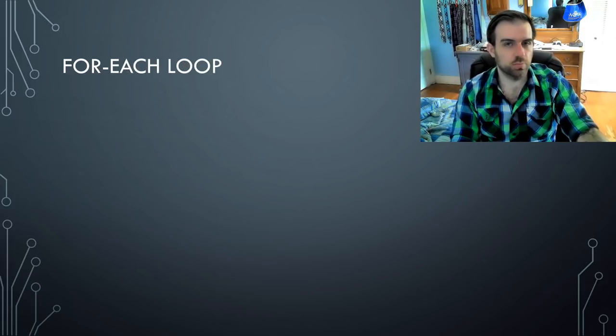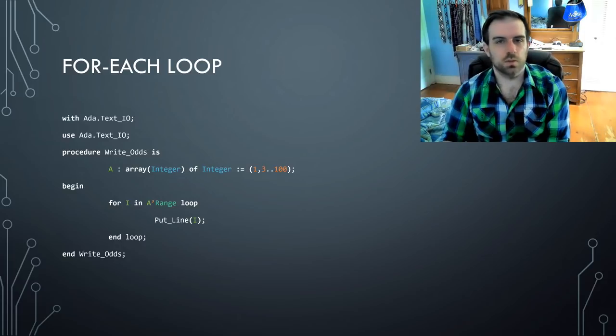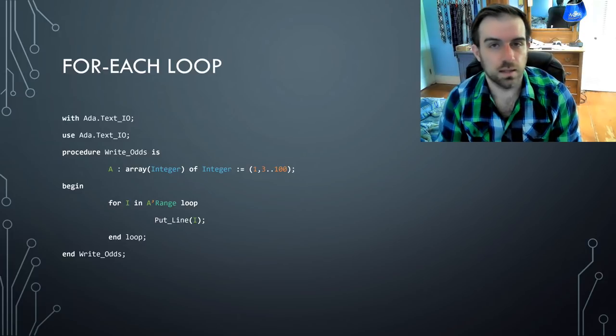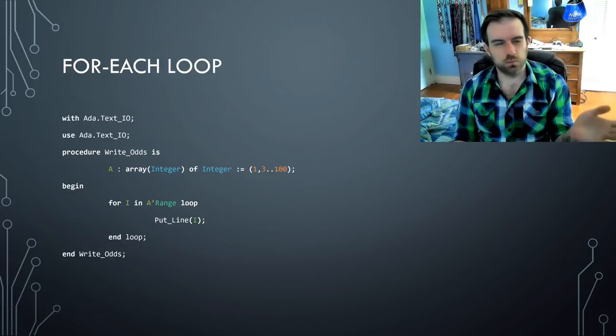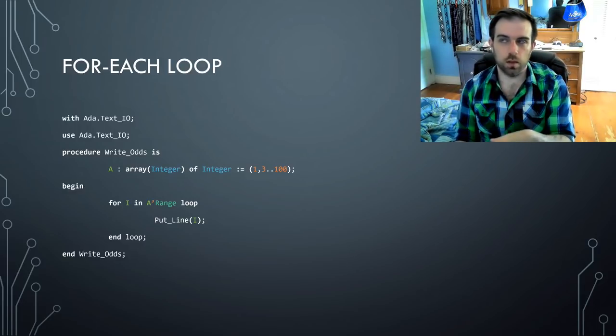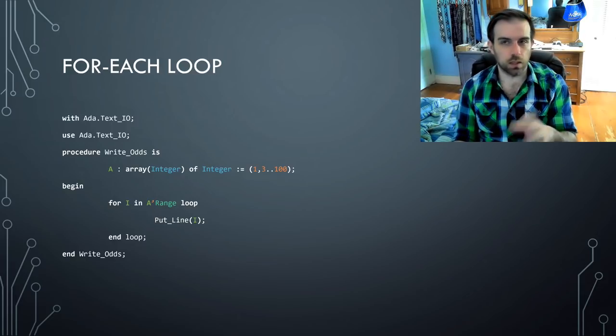You also have a for each loop, also sometimes called an iterator. We'll just skip ahead there. You can see an attribute is being used again. In this case, the range attribute gets the full range of an array in this instance. So this array, being a step of 1 to 3 up to 100, should have, I think, 50 values within it. So the range would wind up being 1 to 50.